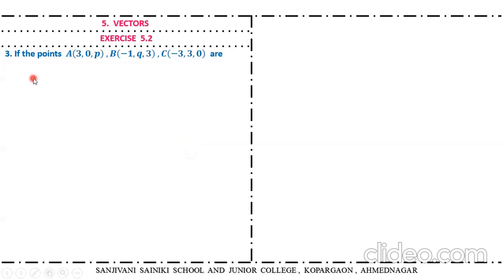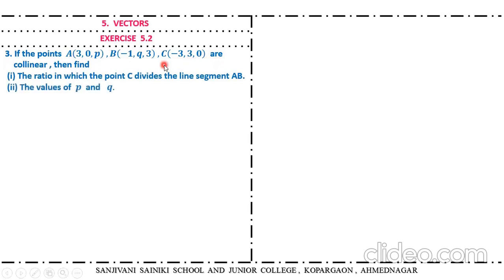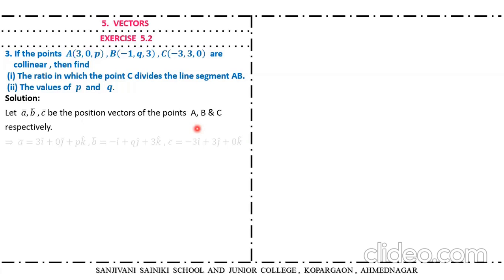The third example is: if the points A (3, 0, p), B (minus 1, q, 3), C (minus 3, 3, 0) are collinear, then find the ratio in which the point C divides the line segment AB, and the values of p and q. Okay, now how to solve? Let A bar, B bar, C bar be the position vectors of the points A, B and C respectively. Which implies A bar is equal to 3i plus 0j plus pk, B bar is equal to minus i plus qj plus 3k, C bar is equal to minus 3i plus 3j plus 0k.